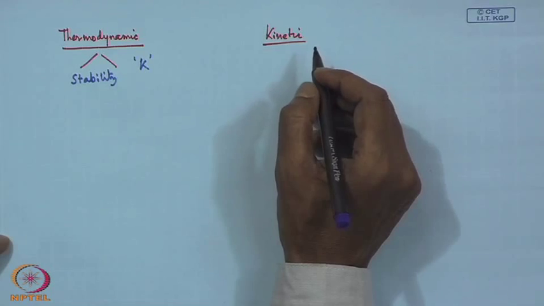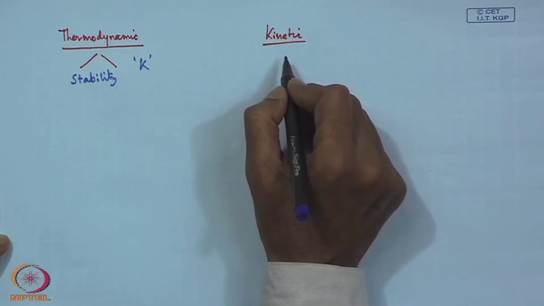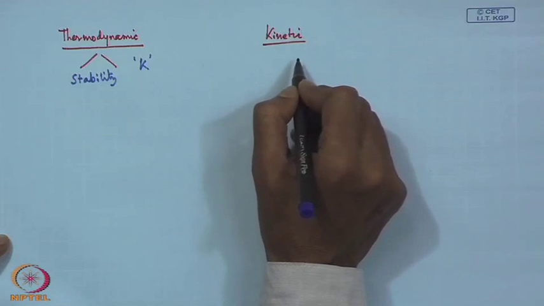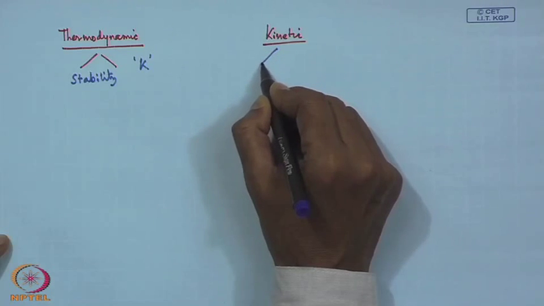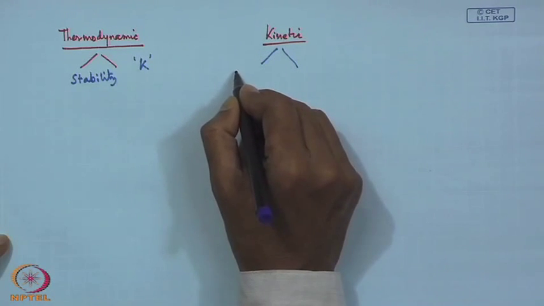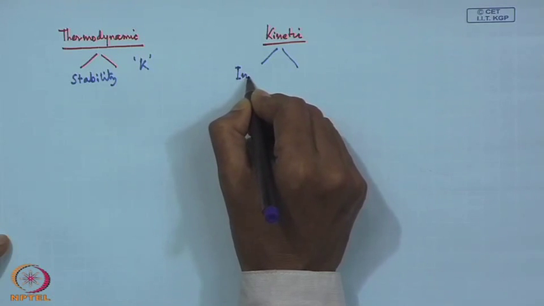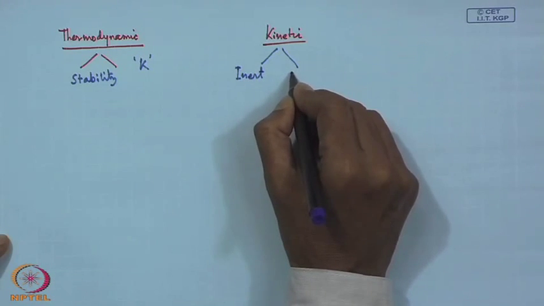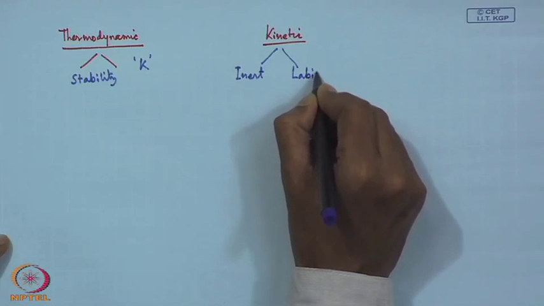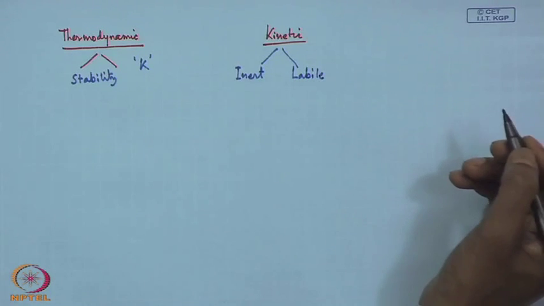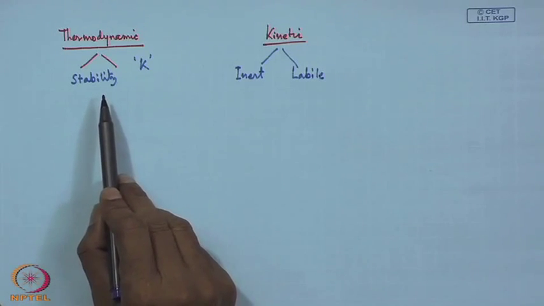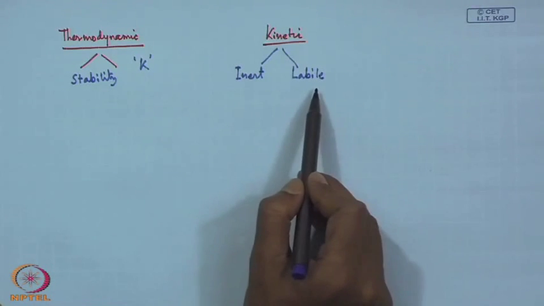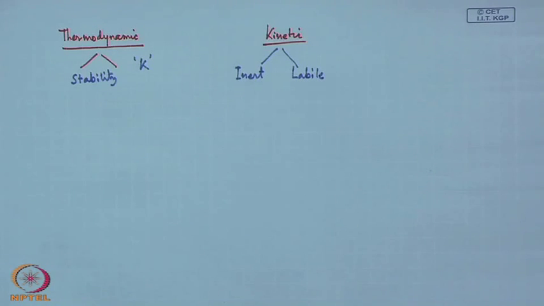Similarly, for the corresponding substitution reactions, how quickly the corresponding species is reacting with some other ligand, we can have two types of these complexes. One can be inert complex and another can be labile complex. So, we can have these two terms for the thermodynamic stability and instability, and for the kinetic term we can have the inert form and the labile form of these complexes.